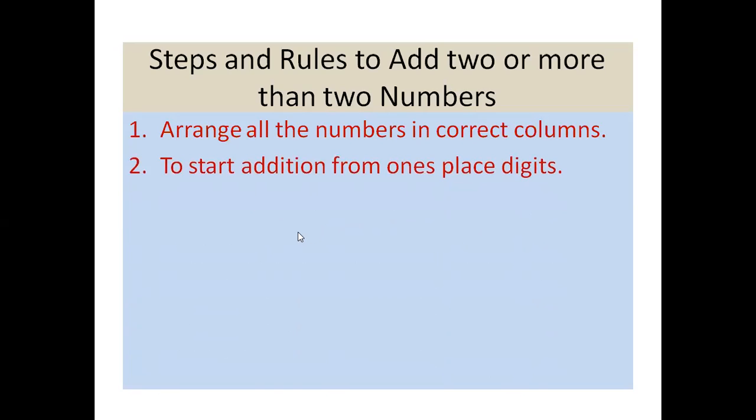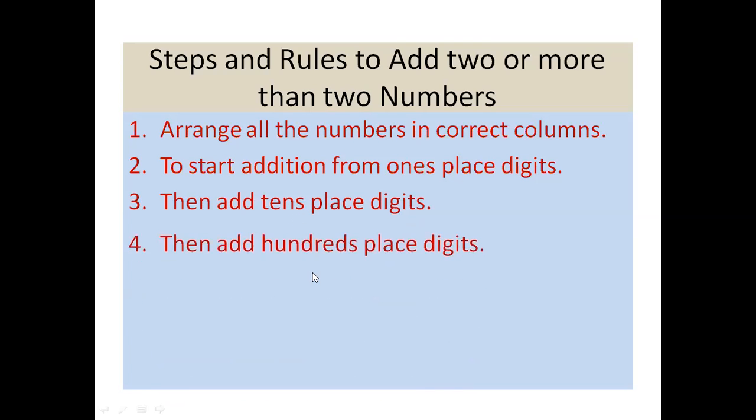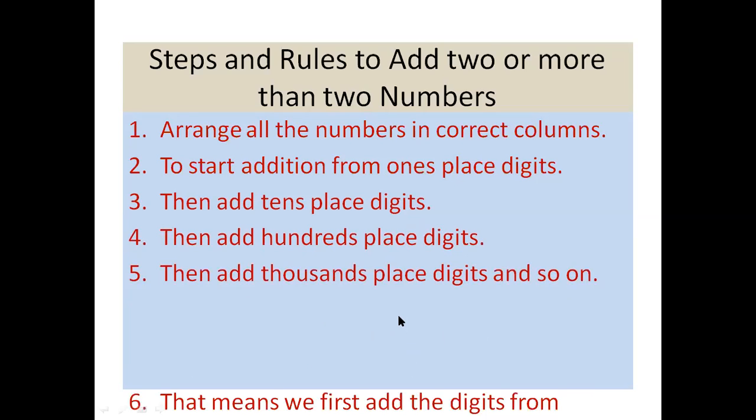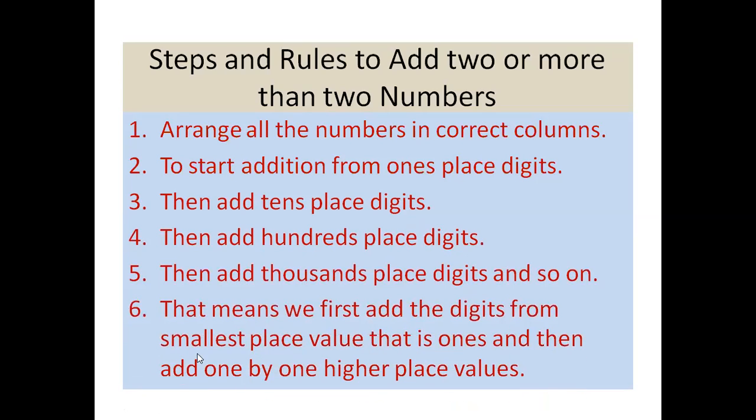The second rule is to start addition from ones place digit. Always when we add any number, 4-digit number, 3-digit number, 5-digit number, we have to start our addition from the lowest place value. Okay. Then we have to add the next higher place value, that is tens place, then hundreds place, then thousands place. And if it's a 5-digit or 6-digit number, then 10,000 and lakh place digit. Okay. So we have to add the digits from the smallest place value, and one by one we have to move on. We have to go on adding higher place values.